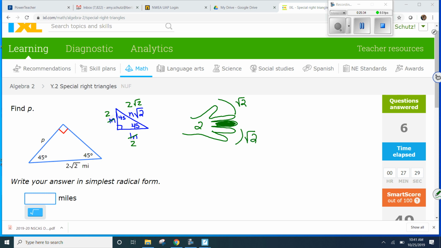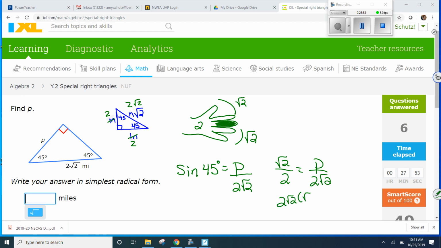So for this particular one, I don't care which one you use, the sine of 45 degrees is equal to the opposite side, which is p, over the hypotenuse, which is 2 radical 2. So the sine of 45 degrees is radical 2 over 2. That's equal to p over 2 radical 2. And if you cross multiply, you got to take 2 radical 2 times radical 2, and you divide by 2. The 2's cancel. Radical 2 times radical 2 is 2. So your answer just happens to be 2.